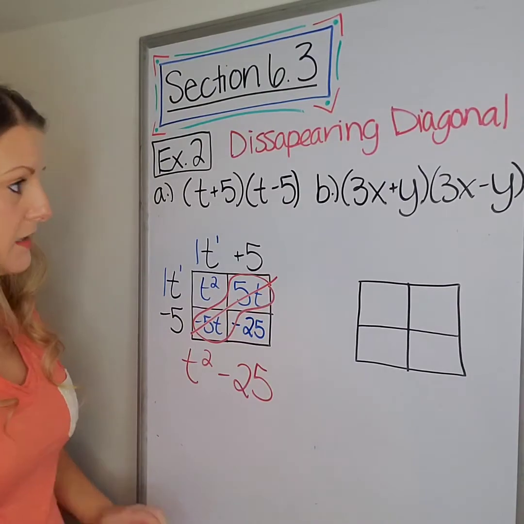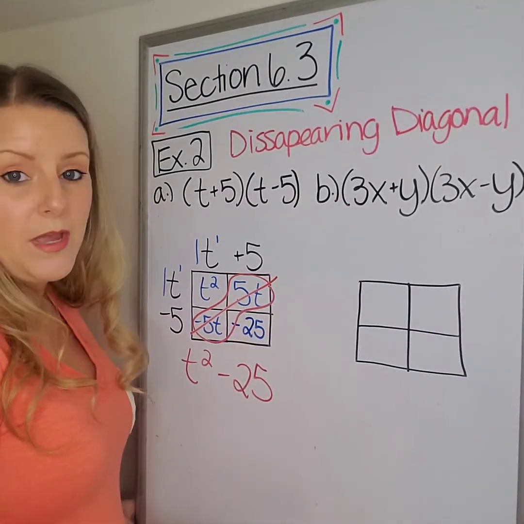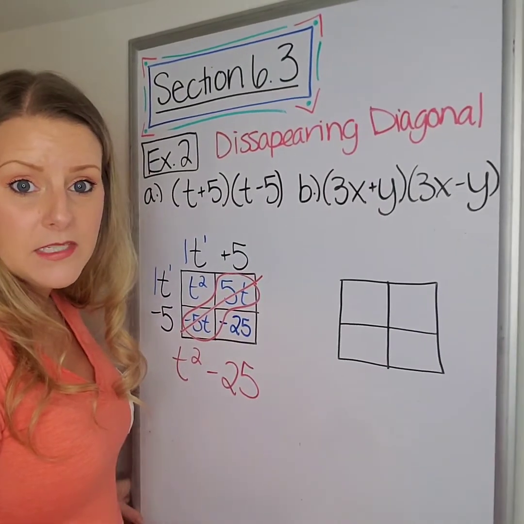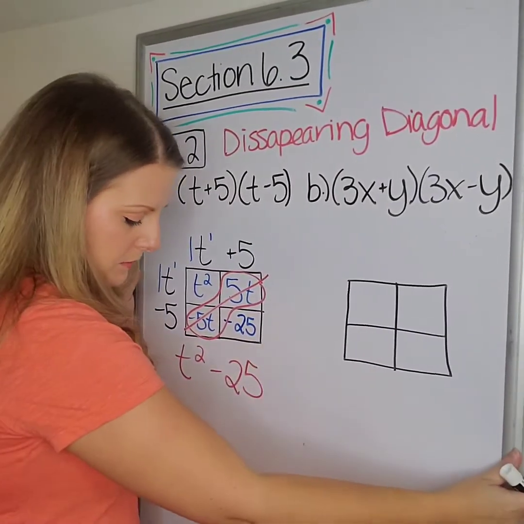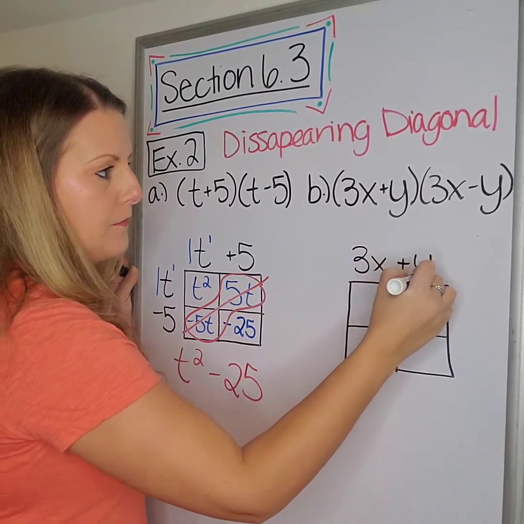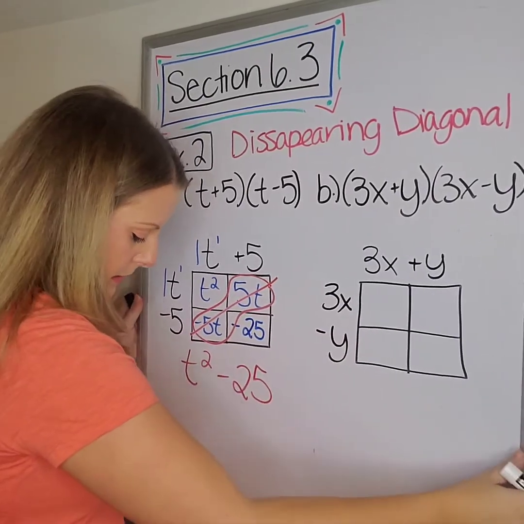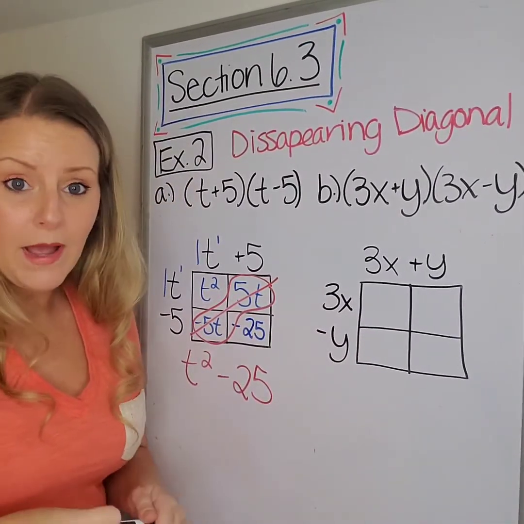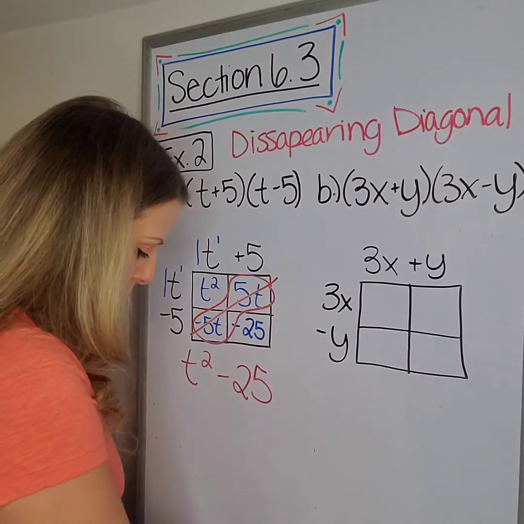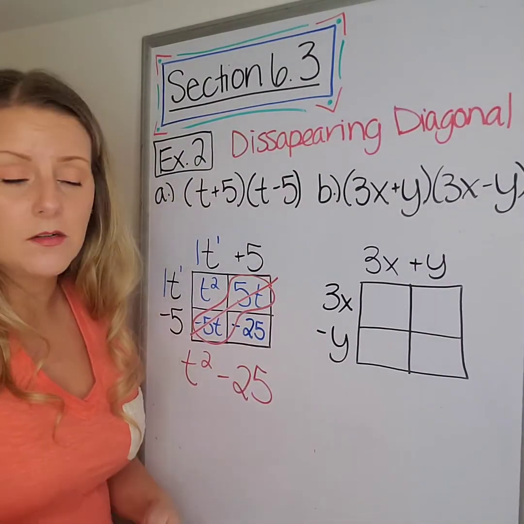So now let's look at the next one. It works the same way when we have 2 letters. So we have an x and a y, same concept. So we've got 3x plus y and 3x minus y. Now, if they were both plus or if they were both minus, that'd be one thing, but we have 1 plus and 1 minus, so we know we're going to be canceling in disappearing diagonals.